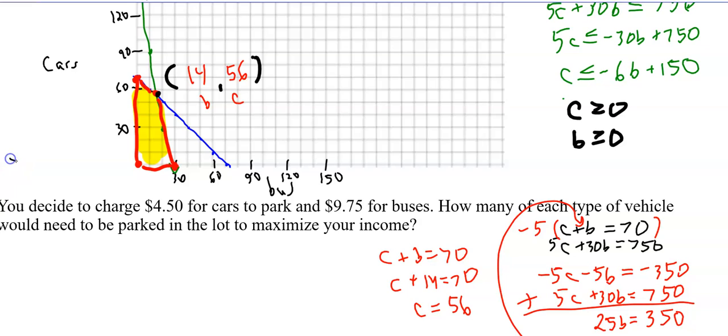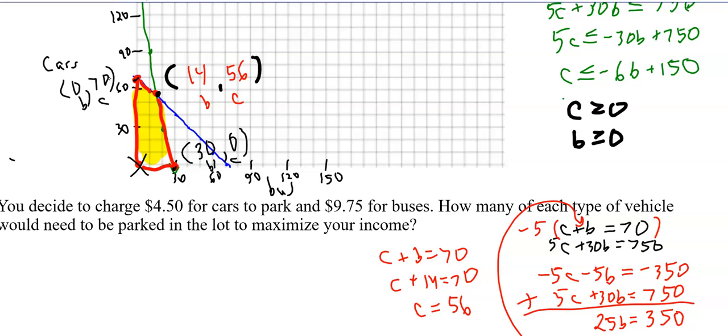The problem says you charge $450 for cars and $975 for buses. How many of each type of vehicle would you need to park on the lot to maximize your income? Parking 0 cars and 0 buses is not a good option, you're not going to make any money. But the other 3 points, this point here at 30, 0 and this point at 0, 70 for B and C, those are points we have to test.